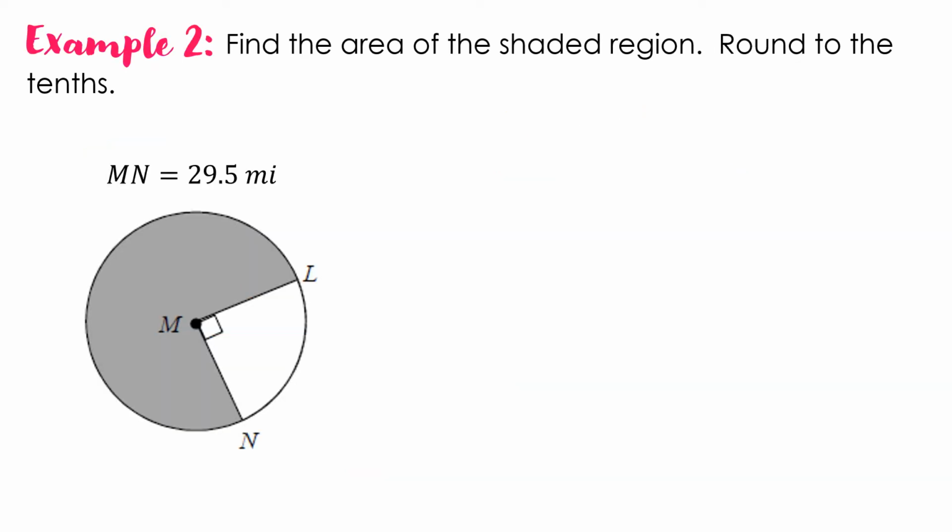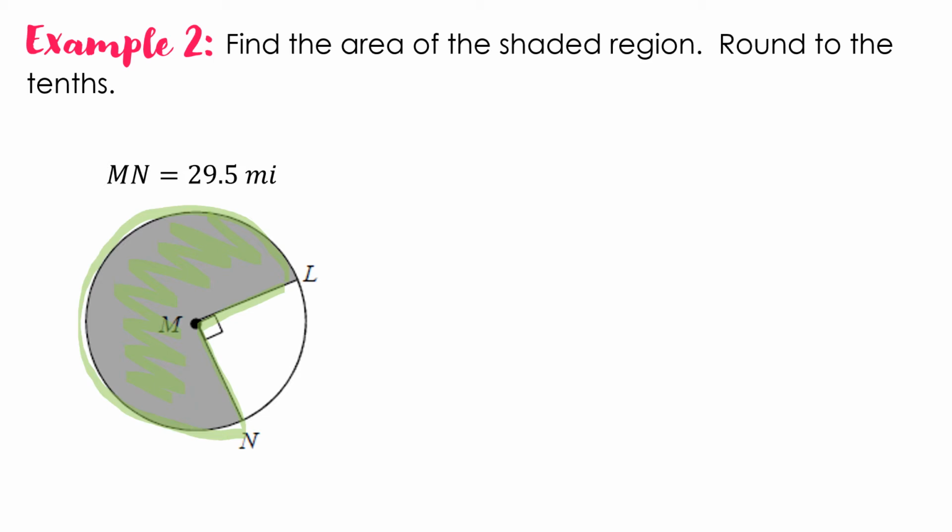For example 2, again, finding the area of the shaded region. Make sure you're looking at the shaded region and not the white, the unshaded region. So we are talking about all of this right here. In order to find that, we need to know the area of the entire circle, since the area of the sector is part of the entire circle. And then we also need to know the degree measure of that big major arc LN, not the minor arc LN. Normally we would have a third point on there.